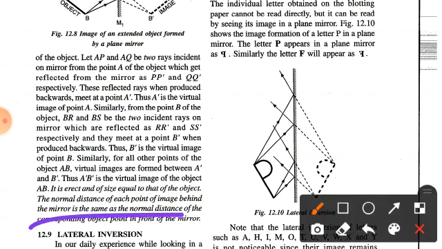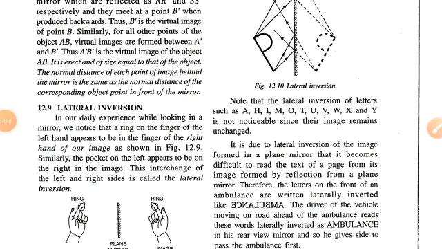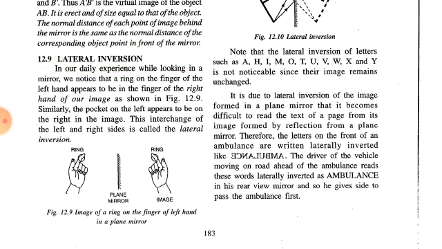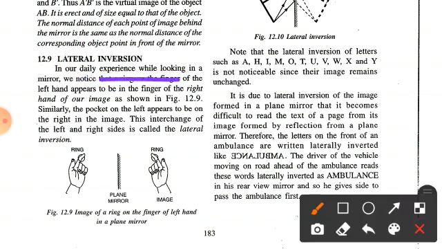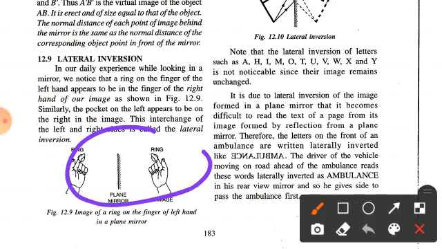Fine. Now we will discuss lateral inversion. What is lateral inversion? You can see here, this is an important topic. In our daily experience, while looking in a mirror, we notice that a ring on the finger of the left hand appears to be on the finger of the right hand of our image, as shown in the figure. Similarly, the pocket on the left appears to be on the right in the image. This interchange of the left and the right sides is called lateral inversion.